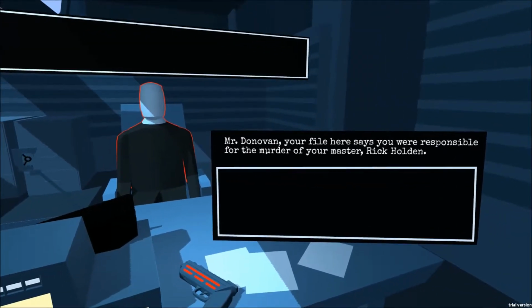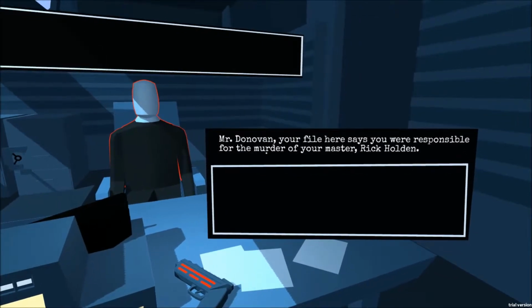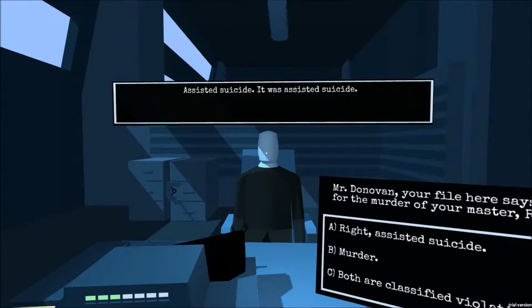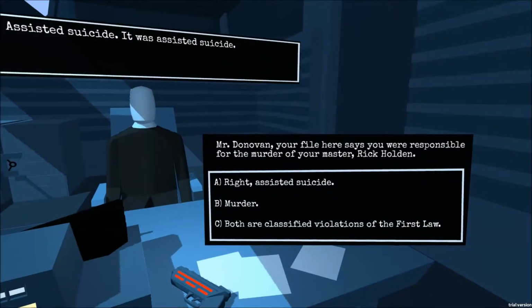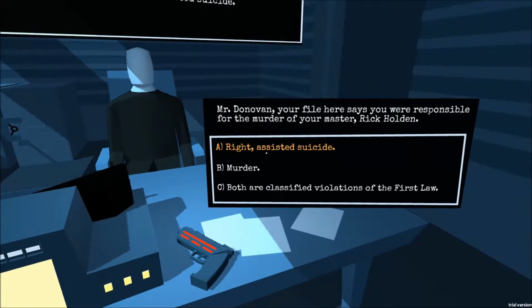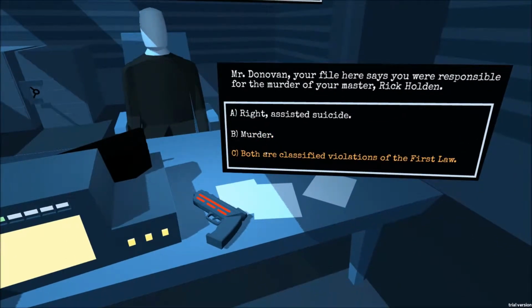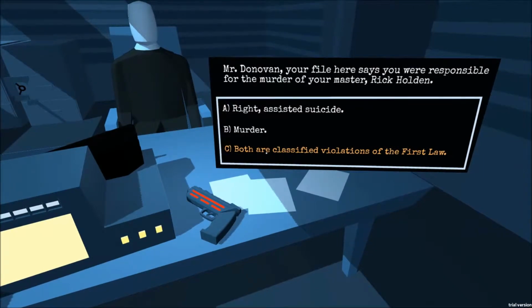Mr. Donovan, your file here says you were responsible for the murder of your master, Rick Holden. Assisted suicide. It was assisted suicide. Right, assisted suicide. Murder! Both are classified as violations of the first law.